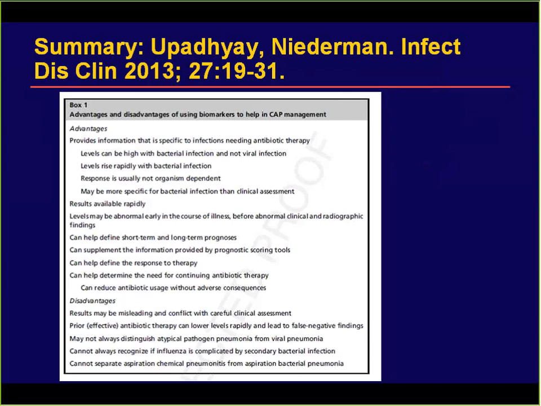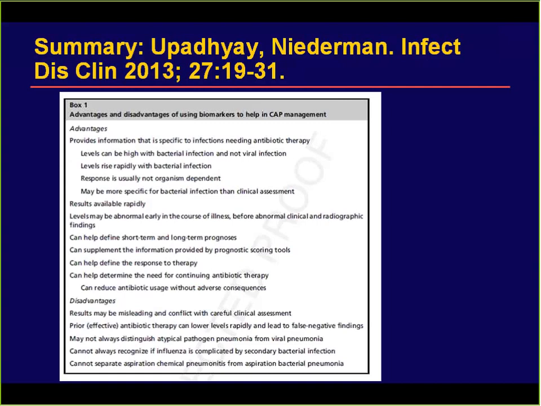As we discussed, the levels can be high with bacterial infection and not in viral infection. Levels rise very rapidly with bacterial infection, and the response is generally not organism dependent, and it may be more specific for bacterial infection than you're going to get with a clinical assessment. They get results rapidly, early in the course of illness, and it can help you define prognosis. It may supplement the information from scoring tools, and it may help you determine how long to continue antibiotic therapy.